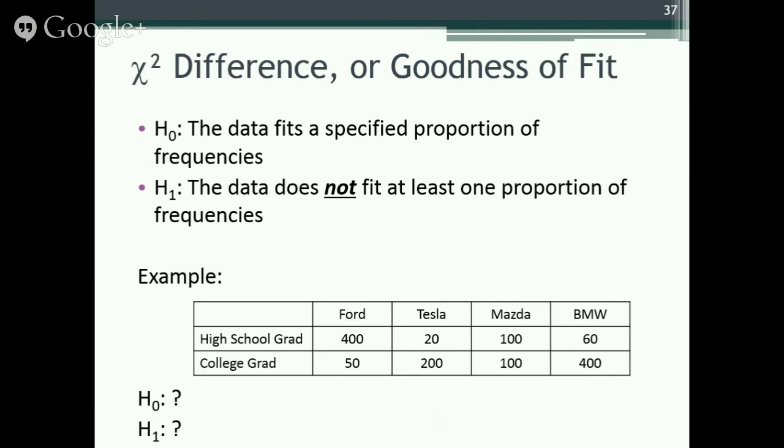It could be any of them. We don't know which one it is. But as long as it shows that it doesn't fit, we would reject the null hypothesis, right? So you're going to have to recall what we talked about with hypothesis testing.